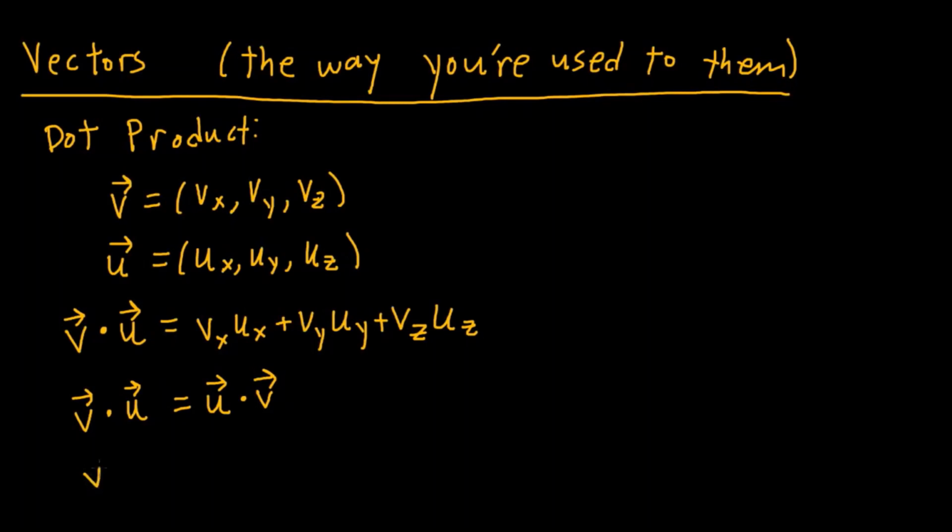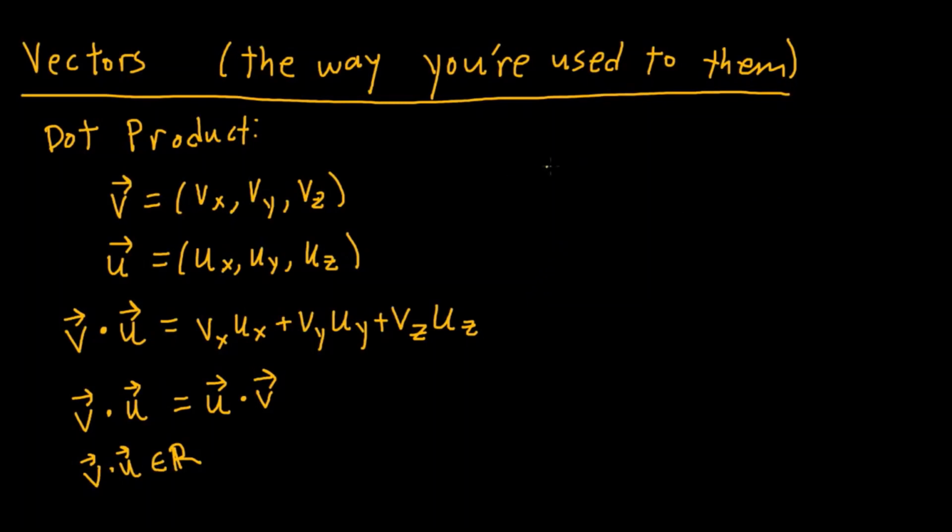Furthermore, v dot u is just a single real number. So we say v dot u is an element of the real numbers. v dot u isn't a vector, it's just one number.